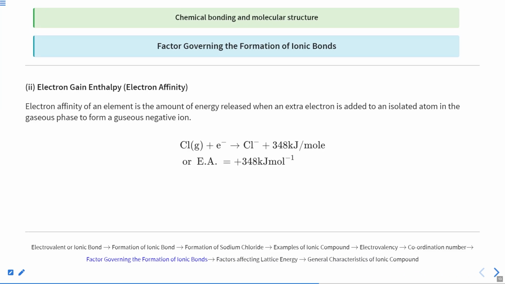Next is electron gain enthalpy or electron affinity. Both have the same absolute values, but their definitions and signs are totally different. If I talk about electron affinity, it is the amount of energy released when an extra electron is added to an isolated gaseous atom or a gaseous negative ion.